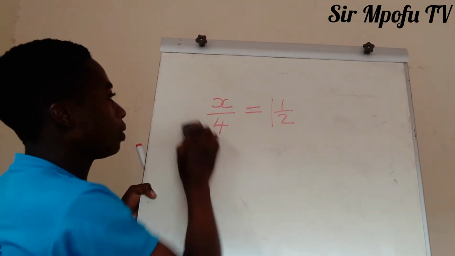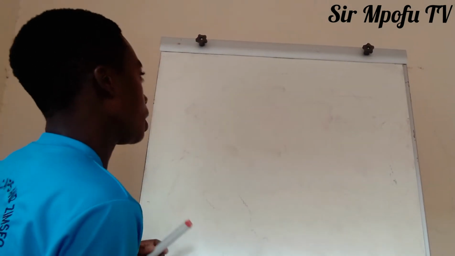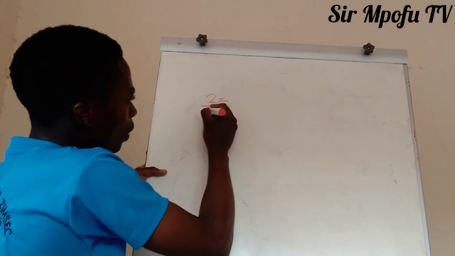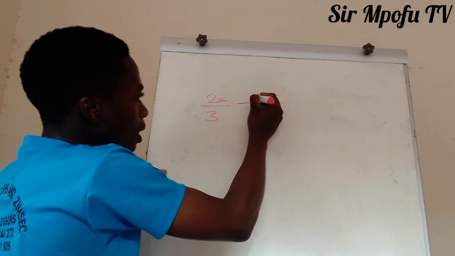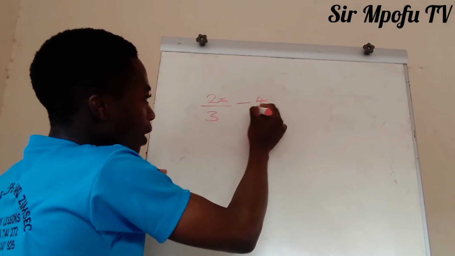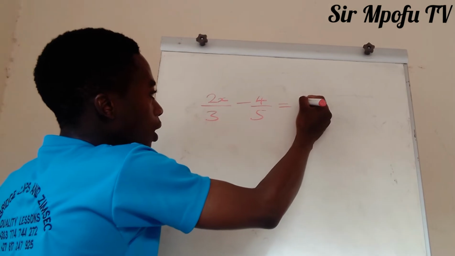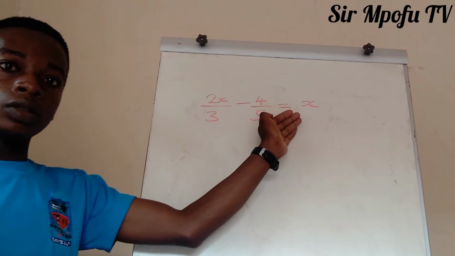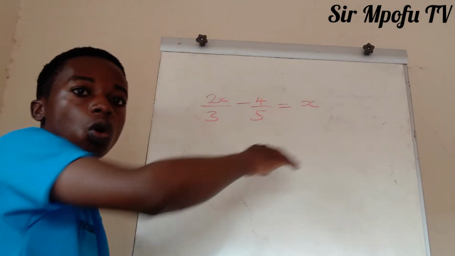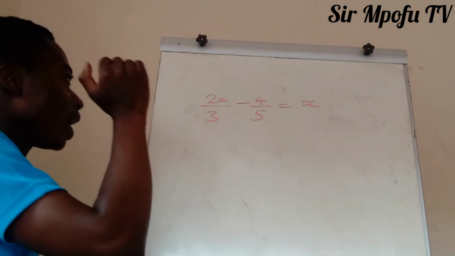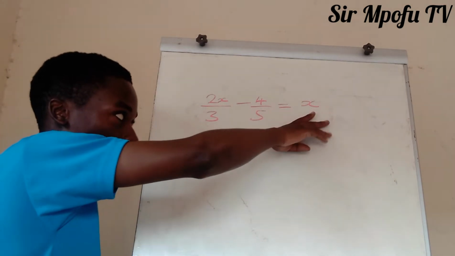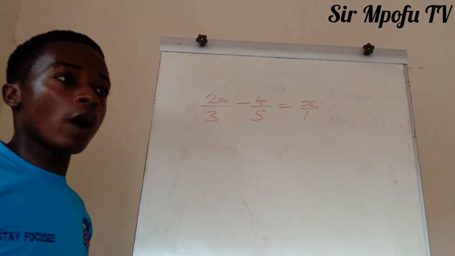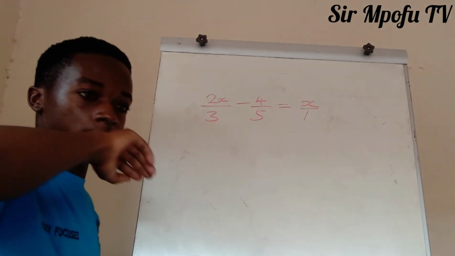Okay, let's say we have something like 2x over 3 minus 4 over 5 equals x. Yes, you can have something like that, right? Or you can be given a whole number this side. What you should know is that if you have a whole number or a single number like this, it is the same as over 1. Why are we saying over 1? Because we want to eliminate the fraction.